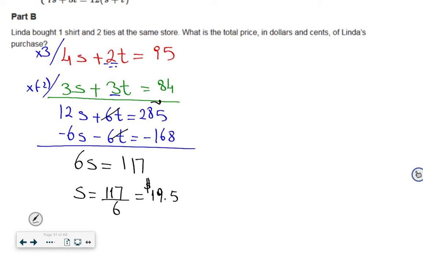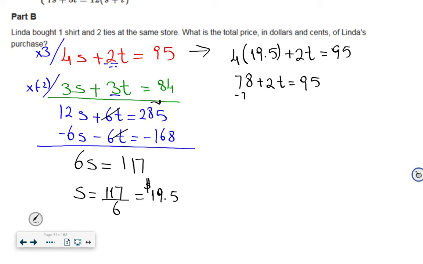Now what about the tie? To be able to find the cost of the T, which means the tie, you need to substitute 19.5 in for S. I would like to use the first equation. 4 times the S, 19.5, plus 2T is equal to 95. When you multiply, 4 times 19.5 is equal to 78, plus 2T is equal to 95. If you subtract 78 from both sides, you will get 2T is equal to 95 minus 78, which is going to be 17. Divide both sides by 2.